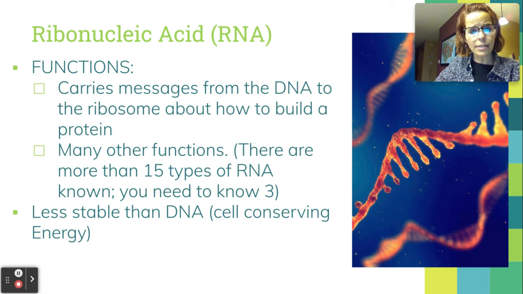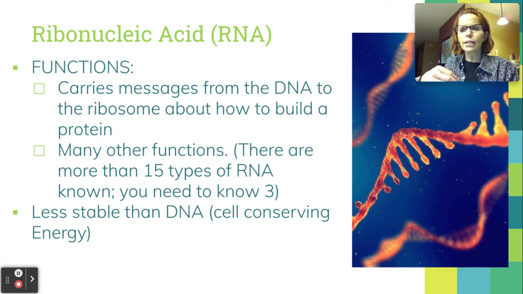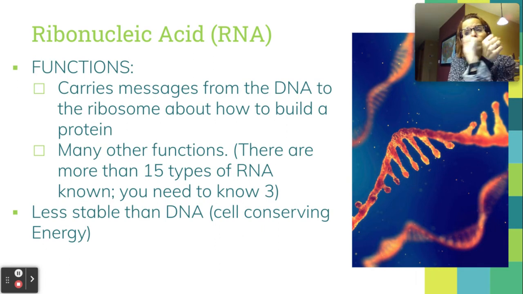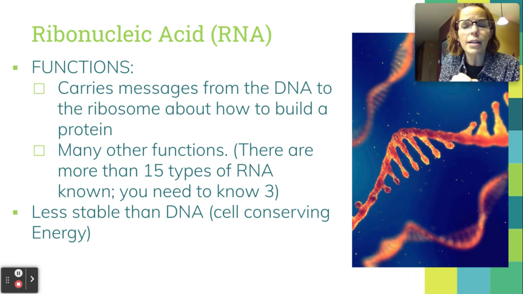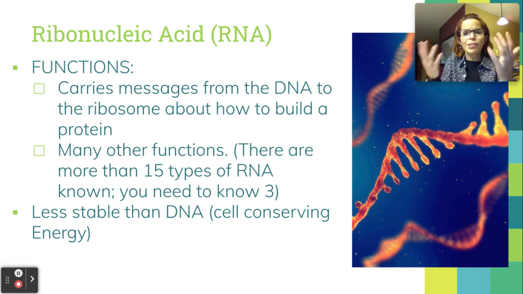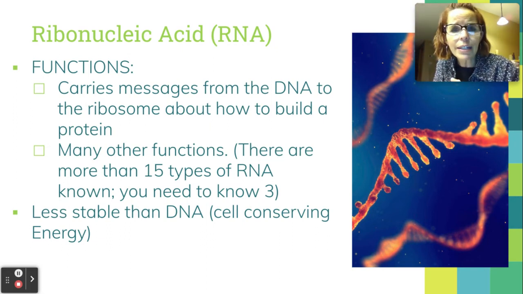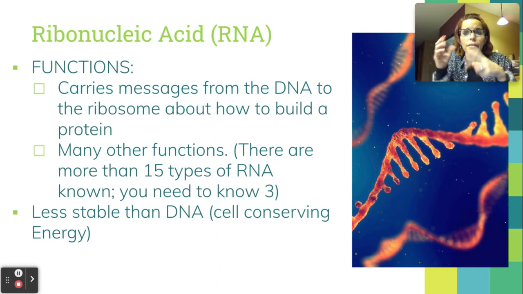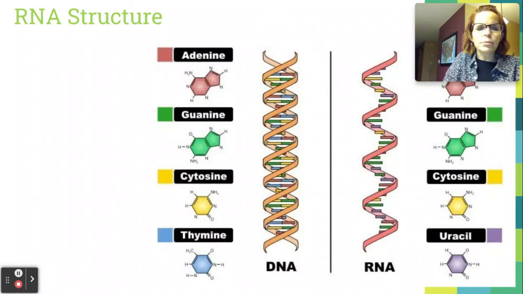They are less stable than DNA. The cell expends lots of energy to make DNA as stable as possible. That's part of why it has 2 sides. And there's other things that I'll tell you about. That's why it has a special sugar, and it's why it has a special nitrogen base. But the cell's willing to conserve energy on RNA because it's not as important. So if the RNA gets damaged, we'll just make another copy of it. So it's less stable than DNA.